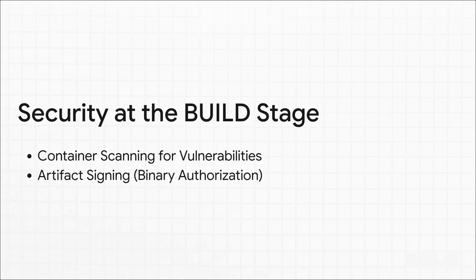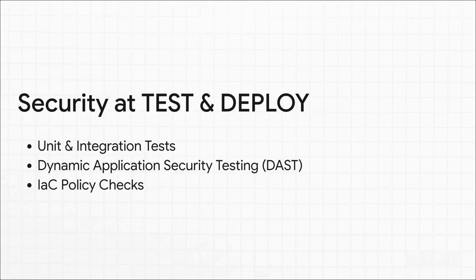And then, as we get closer to going live, in the test and deploy stages, the checks get even smarter. We can run something called Dynamic Application Security Testing, or DAST, which actually pokes and prods the live application to find vulnerabilities. And if you're using infrastructure as code, this is the perfect time to automatically check that your cloud configurations match your company policies before you deploy.